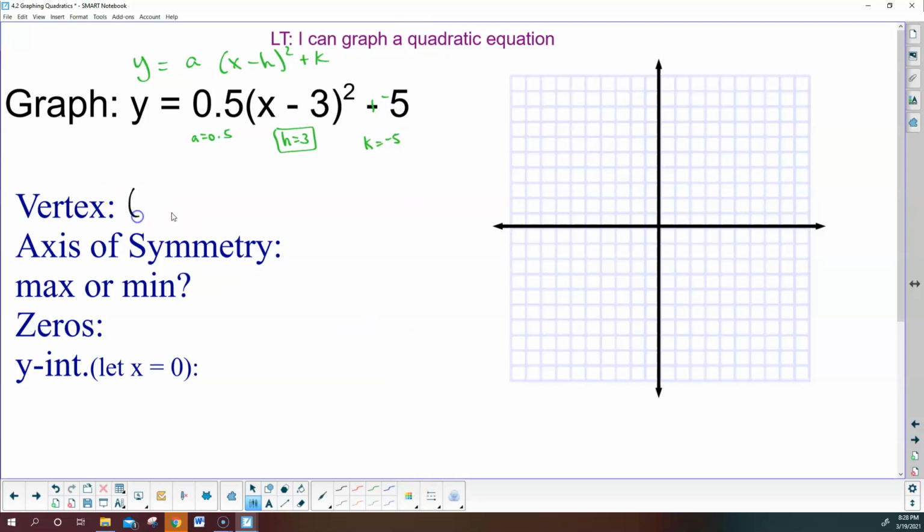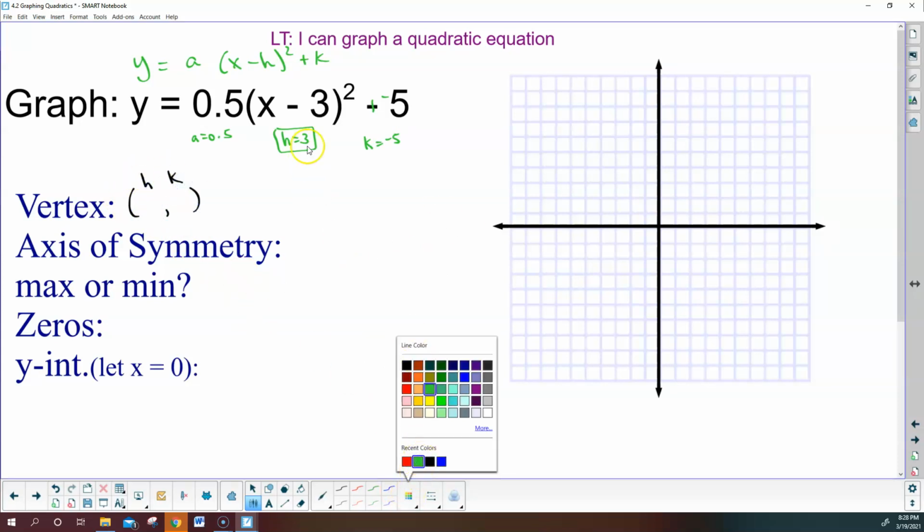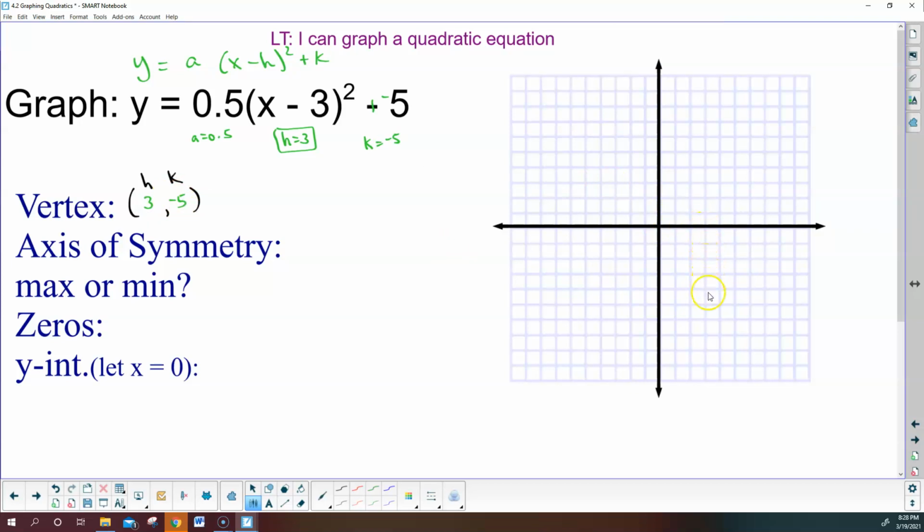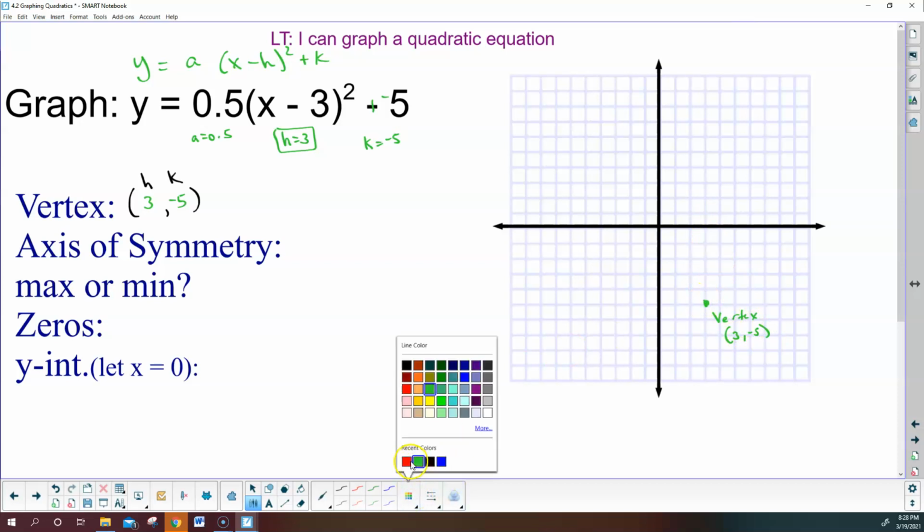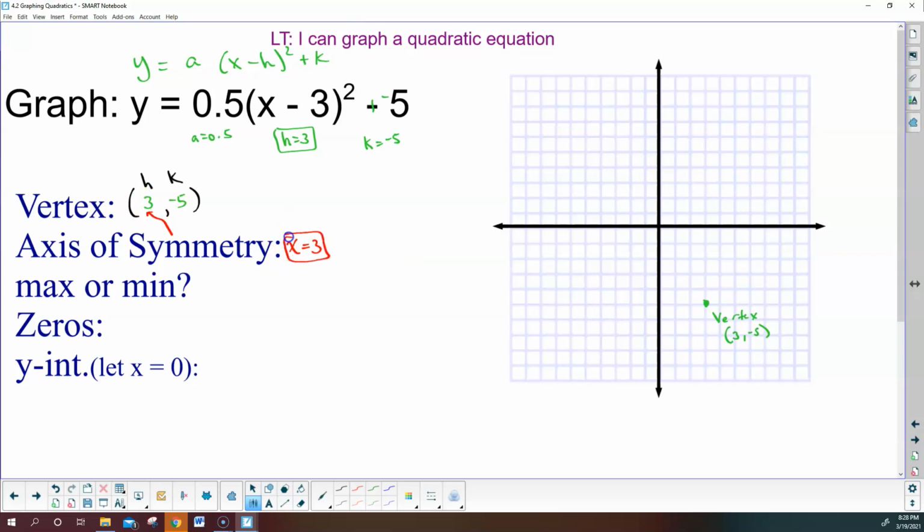So where's my vertex? Well, the vertex is always at the spot (h, k). And we know what that is. H is 3, k is negative 5. So I'm going to go over 1, 2, 3, and down 1, 2, 3, 4, 5. And then it's always a good idea just to label it. My advice would be to label the point. So there's the vertex. Now, if we know the vertex, we know the axis of symmetry is always the x value. So that dotted line is going to go right through the line of x equals 3.